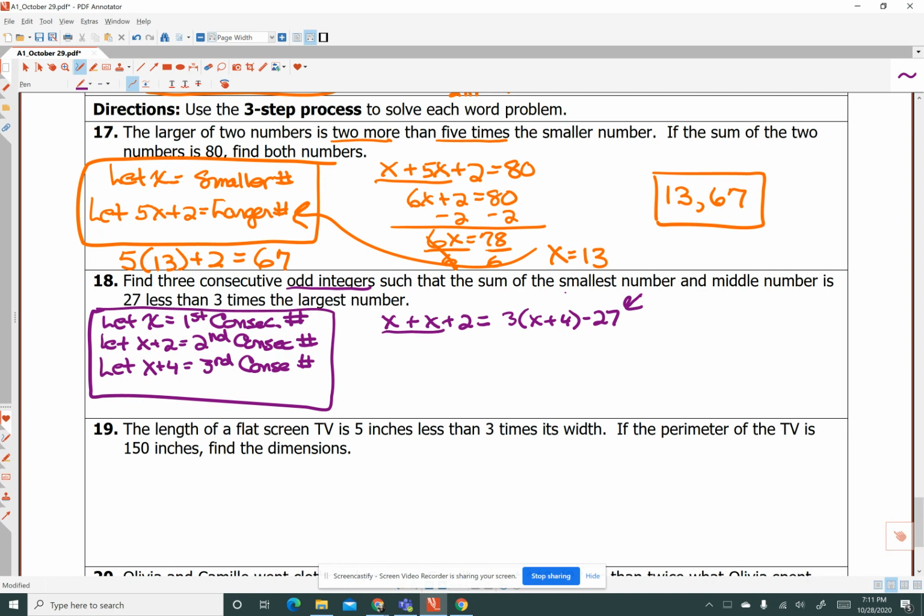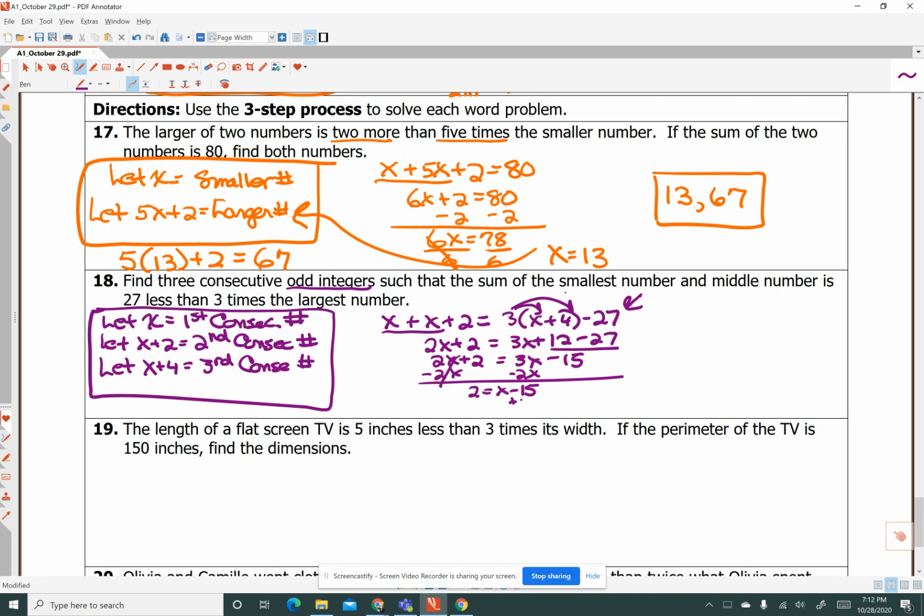So let's combine like terms. I have 2x plus 2 equals, now we distribute on this side, 3x plus 12 minus 27. Now we can combine like terms over here. So we have 2x plus 2 equals 3x minus 15. 12 minus 27 is negative 15. So let's subtract 2x from each side. 2 equals x minus 15.